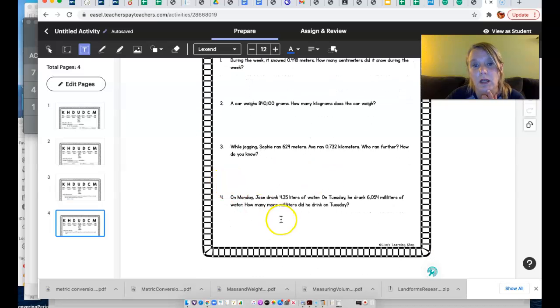Okay, on Monday, Jose drank 4.35 liters of water. On Tuesday, he drank 6,054 milliliters of water. How many more milliliters did he drink on Tuesday? All right, so in this one, they wanted milliliters, so he's already got it in milliliters for Tuesday. Just change this one into milliliters for Monday and see how much more he drank on Tuesday. So you're doing a subtraction there.